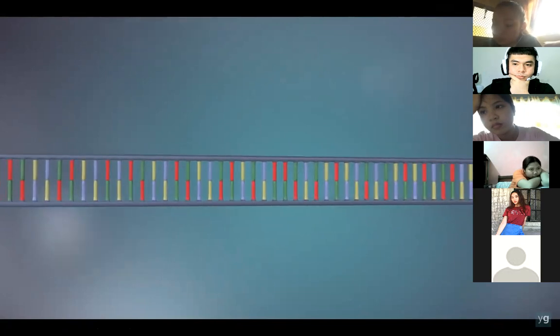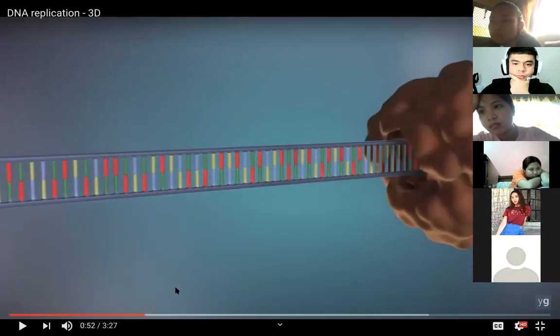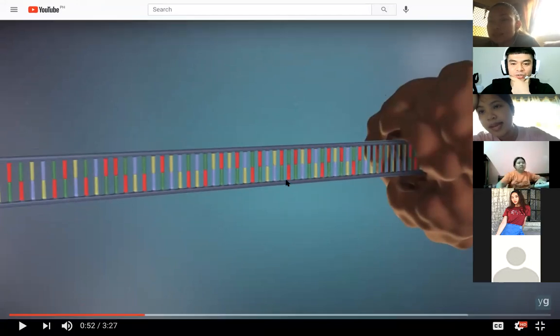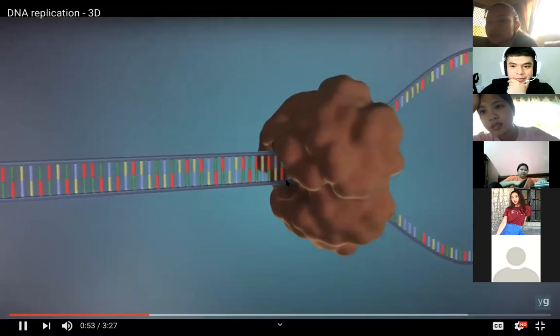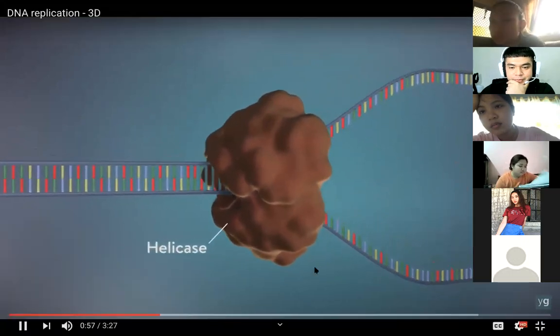The first step in DNA replication is to separate the two strands. Actually, hindi lang na-mention dito sa video, pero may ORI dapat, may ORI. Anong tawag sa parating na enzyme? Helicase. Very good. This unzipping is done by an enzyme called helicase and results in the formation of a replication fork.